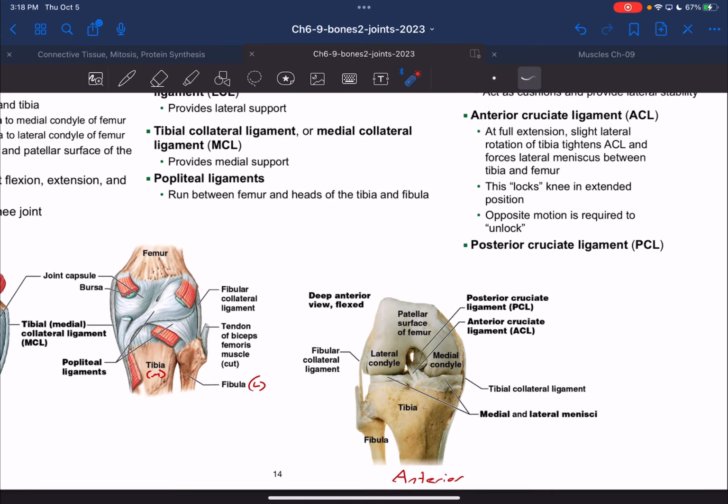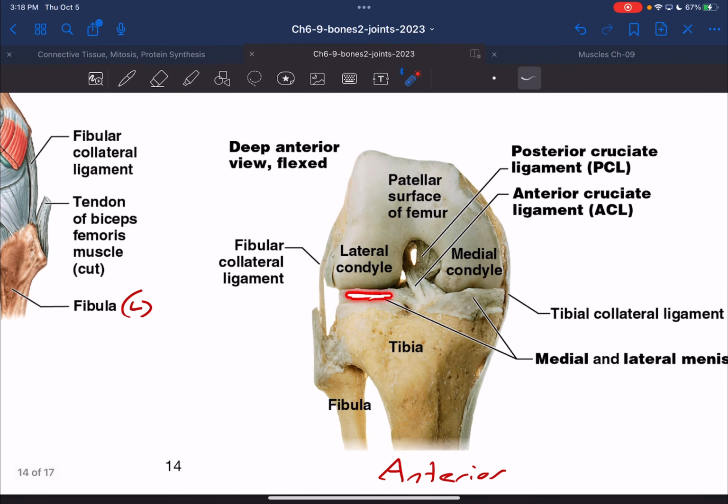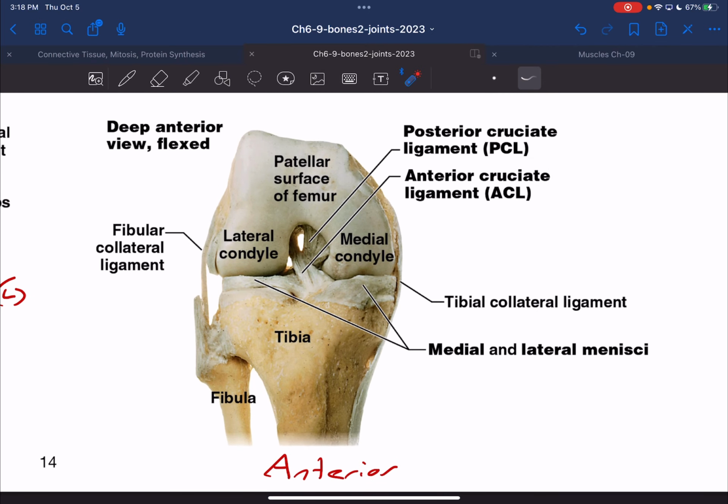And with that, the next thing, you'll see our menisci. This is the better picture that I mentioned, is that you have two.